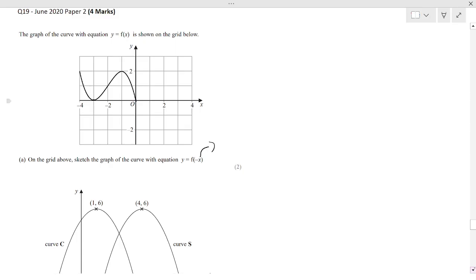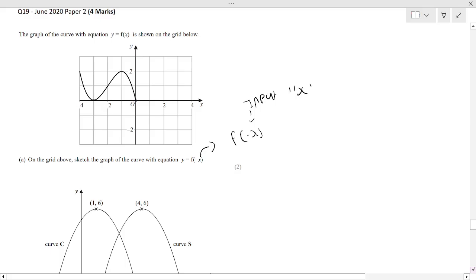So what you need to know about transformations like this is that if we change inside the function, that changes your x values, your x coordinates, because obviously that's your input, right? So if we're changing our input, so minus x instead of x, that will affect the x. So minus x is almost f of minus 1 times x. So we're dividing up our x coordinates by minus 1, so the signs flip, okay?